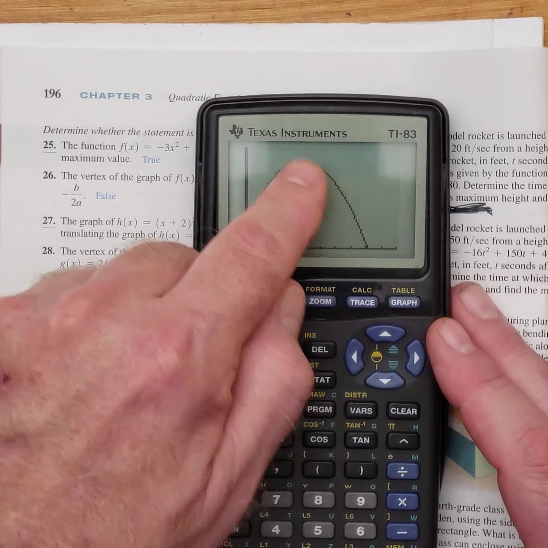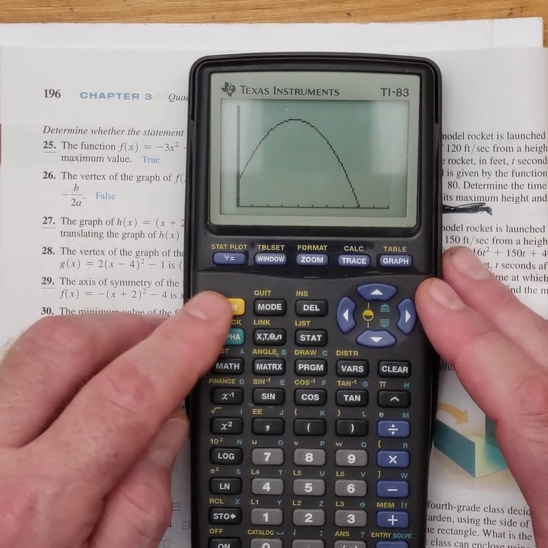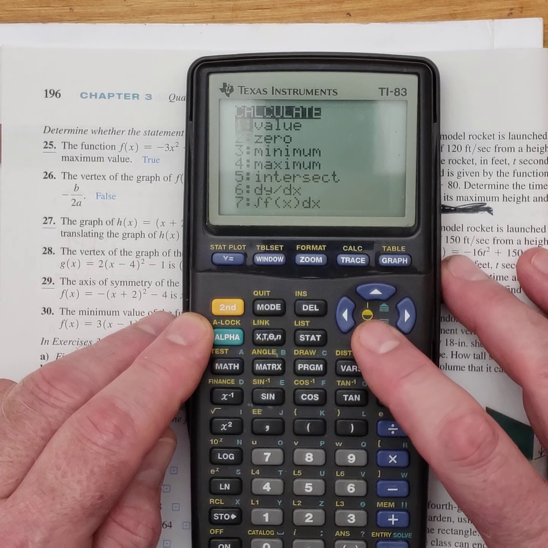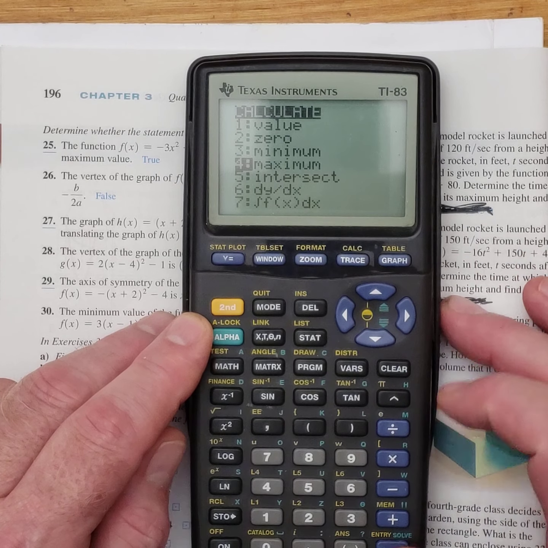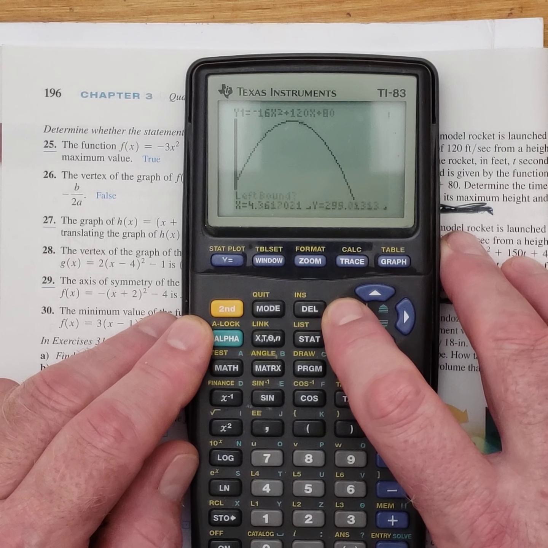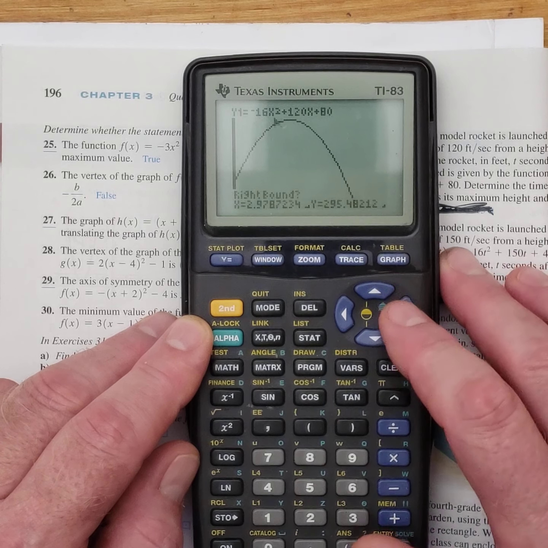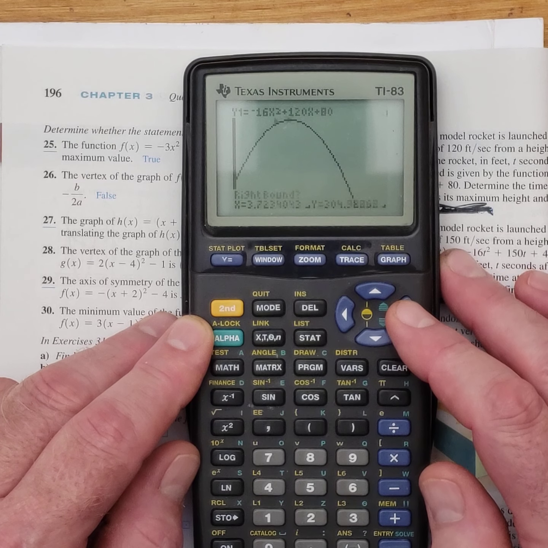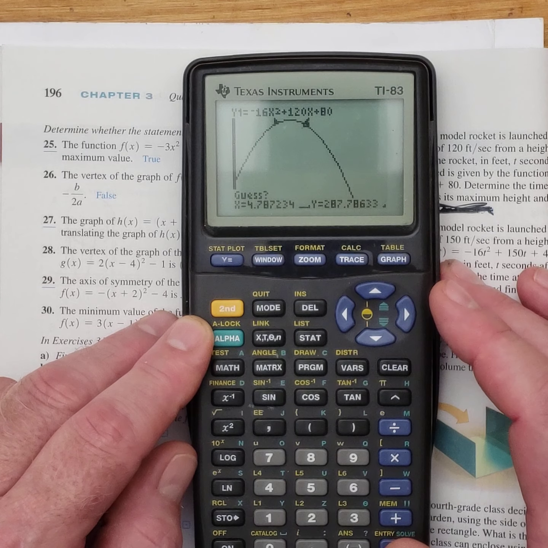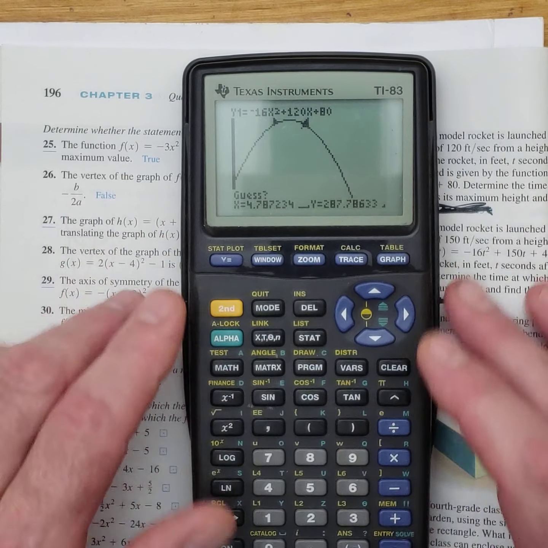Right? And our job is to find that maximum there. And the way we do that again is second trace to get our calculate menu. This time we're looking for a maximum. We need to move the cursor to the left of the maximum. Enter. Move the cursor to the right of the maximum. Enter. And enter a third time, right? It's looking between those two little arrows to find the high point.